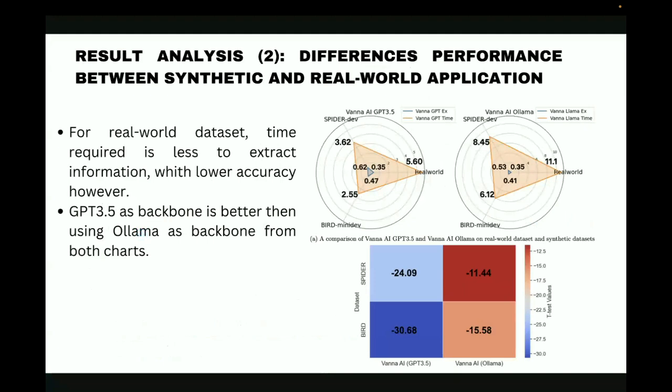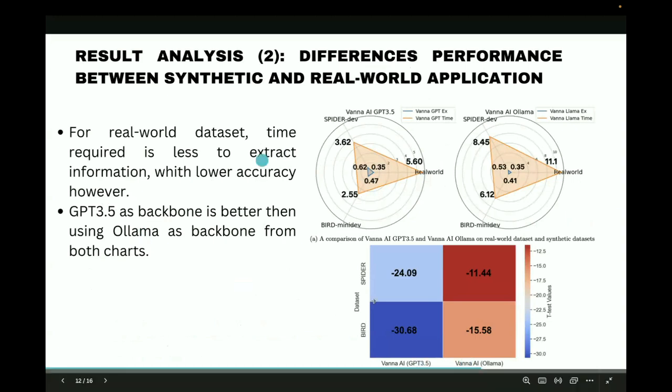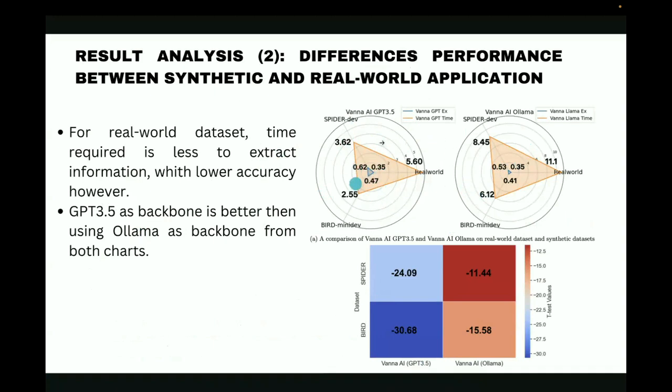Right, so using Vanna as the best model, we are going to apply it to the real-world application. On the chart here, you see there are two main charts, A and B. A is a radar chart about the time and the accuracy match in the triangle.